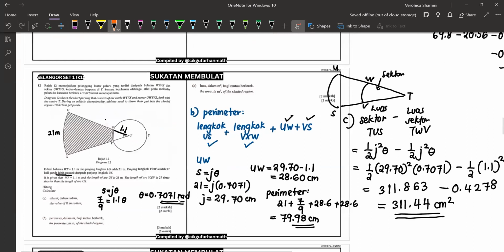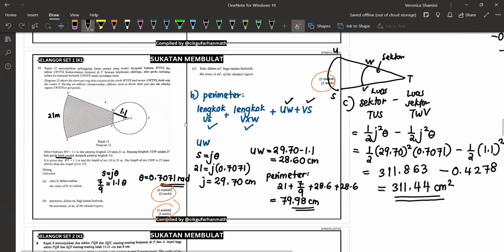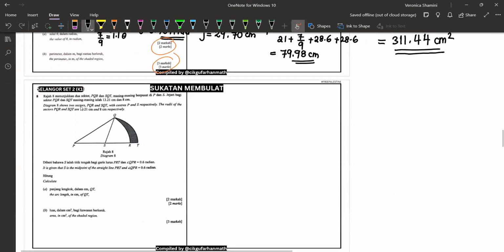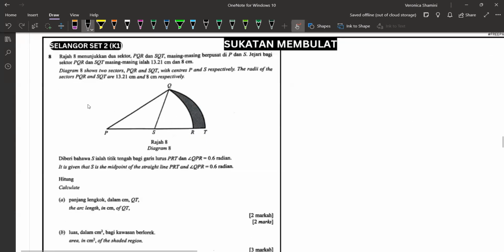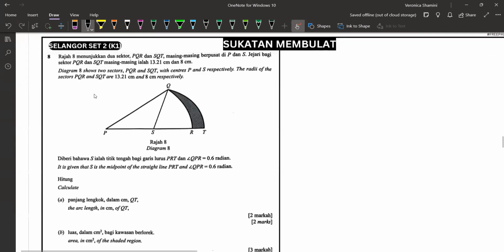This one, if you can see, this was 8 markah. 8 marks question. Okay, can understand? Let me know in the comment. Boleh faham teacher, alright? So I know that so far the way I'm explaining, actually it works for y'all.